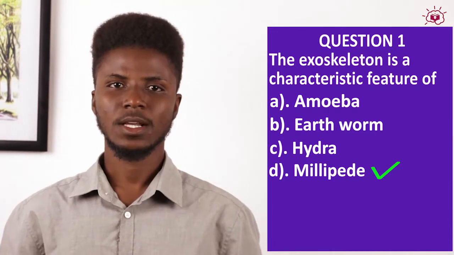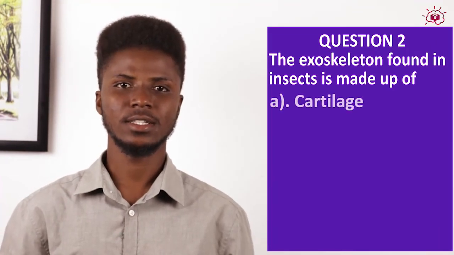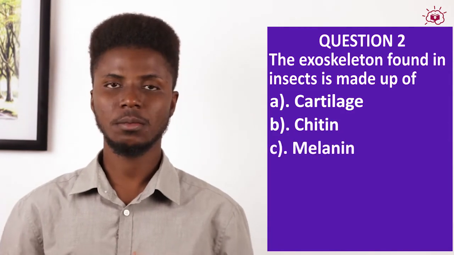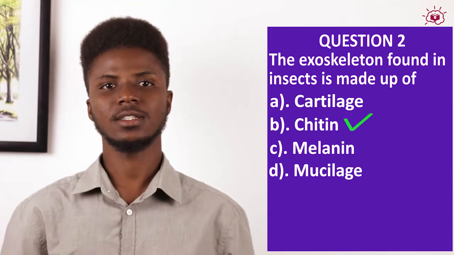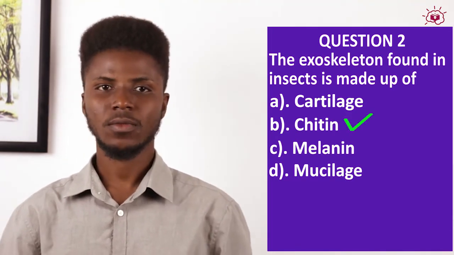Note that. Second question. The exoskeleton found in insects is made of A, cartilage, B, chitin, C, melanin, and D, mucilage. Of course, the answer is chitin. Chitin is the exoskeleton found on insects.